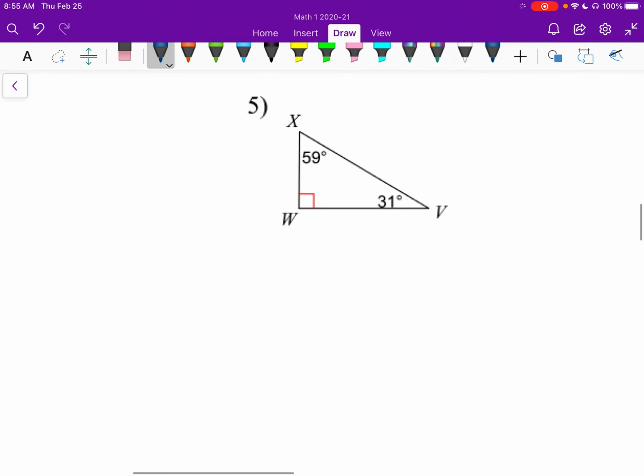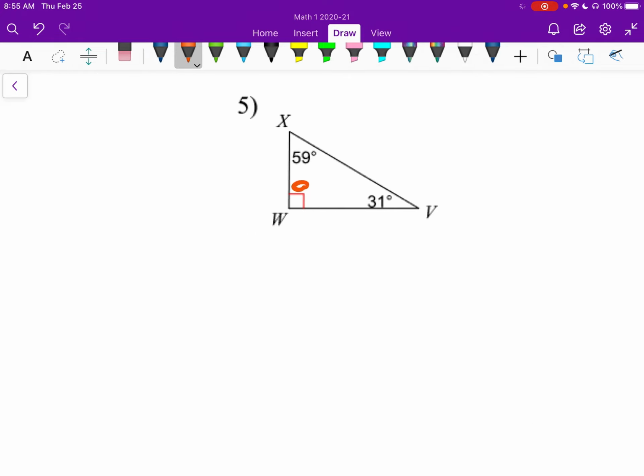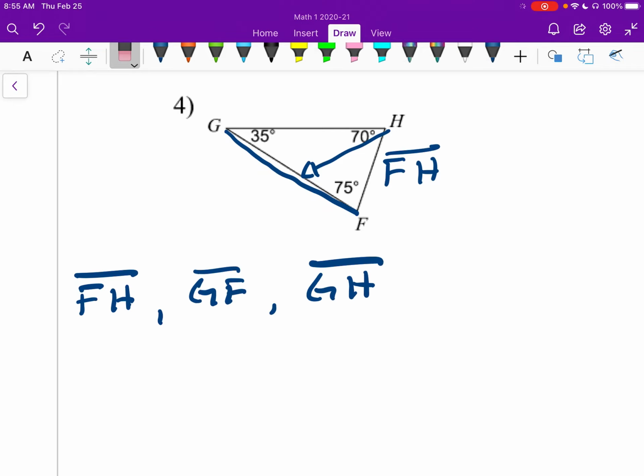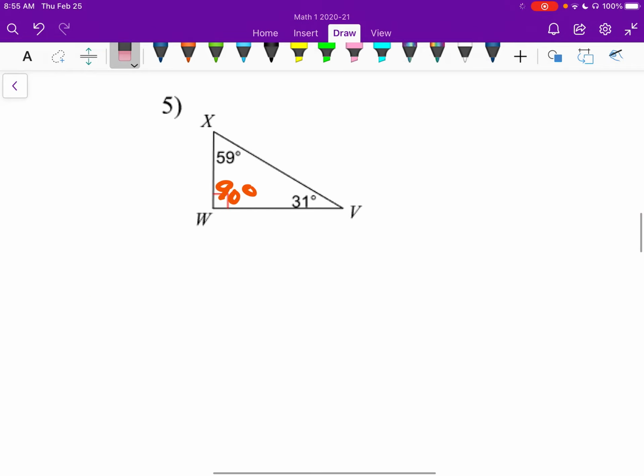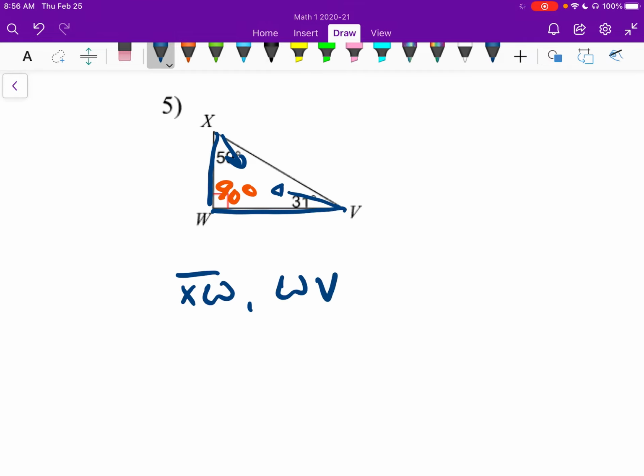Number 5, we have a right angle in here. What is it? It is 90 degrees, right? That's something good. It might be useful. Just go ahead and write that in. So 90 is the biggest one, so XV is the longest. Oops, we're supposed to go smallest to biggest, aren't we? Did I do that correctly last time? I did. Okay. Sorry about that. We need to go smallest to biggest, so we'll start with a 31. Opposite that 31 is XW. Then opposite the 59 will be WV, and then opposite the 90 will be XV.